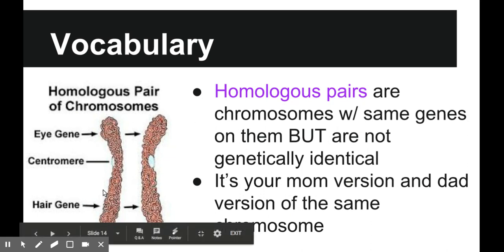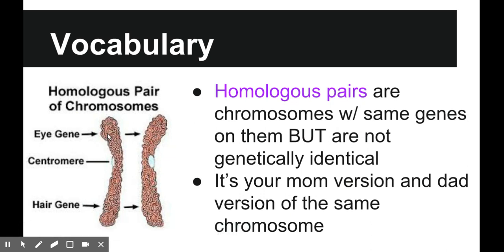So let's say on my mom copy and my dad copy at the top up here, I have a section of A's, T's, G's, and C's that codes for eye color. Now it's the same location for this eye color gene, but my mom might have given me eye color information for making blue eyes, and my dad could have given me information for making brown eyes. So see, they're not genetically identical, but it's the same gene in the same place. And those are called homologous pairs. So your mom and dad copy of the same chromosome.